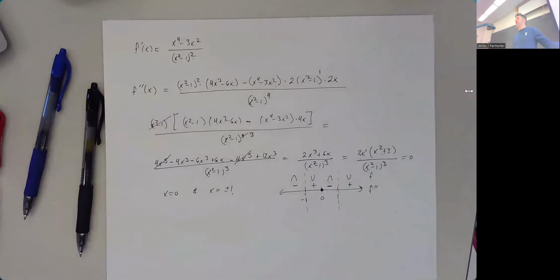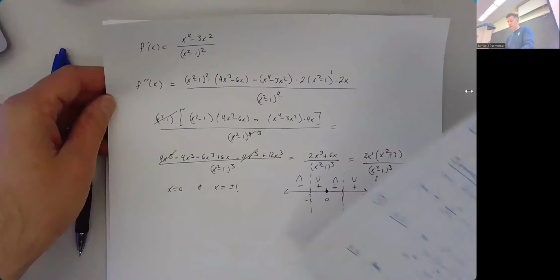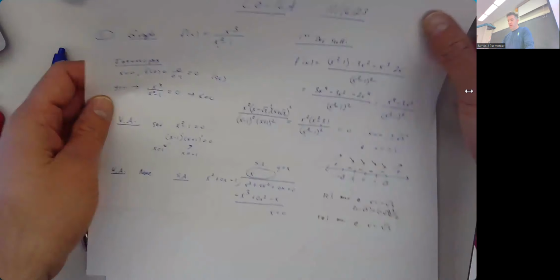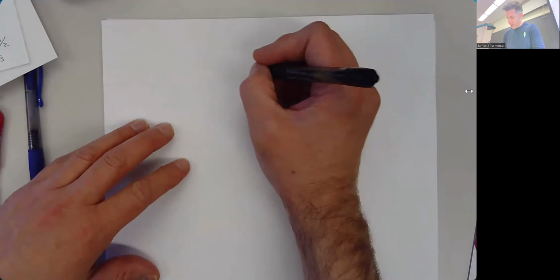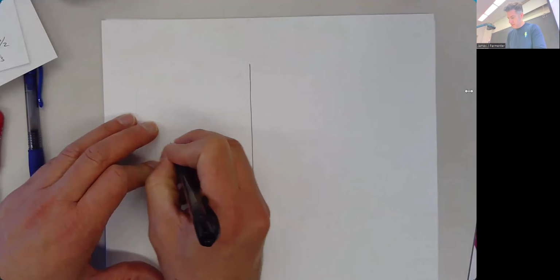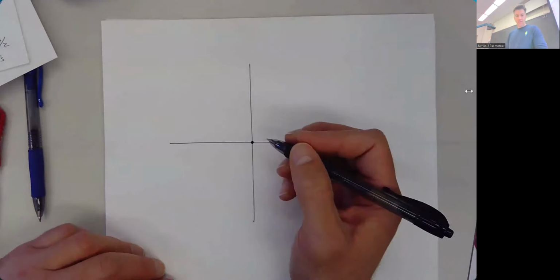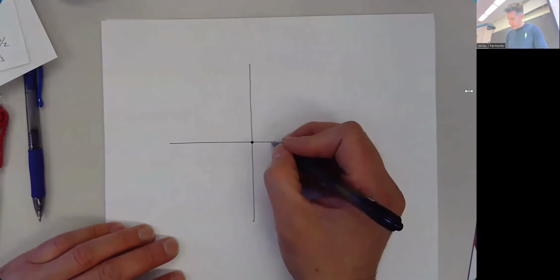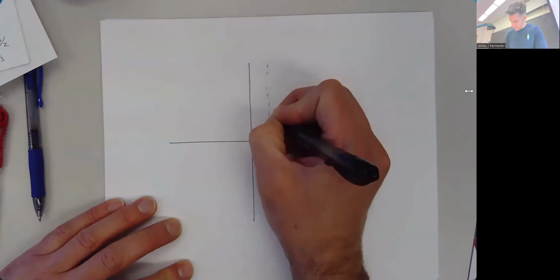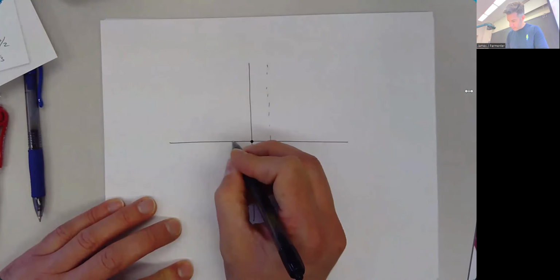All right, you've done all the work. Now we just have to throw it all on the graph. So graphing it all. Let's see, I've got my intercept of 0, 0. My vertical asymptotes at +1 and -1.